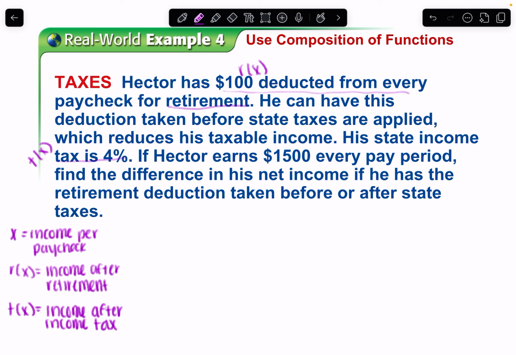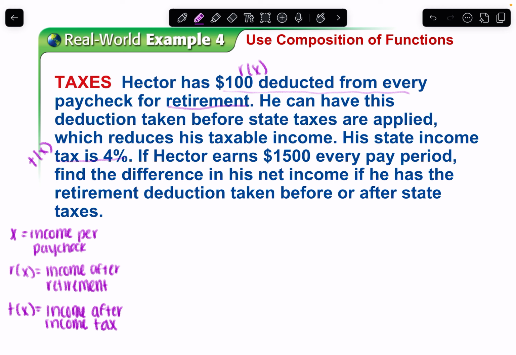His state income tax is 4%. He earns $1,500 every pay period. Find the difference in his net income if he has the retirement deduction taken before or after the state taxes. So basically, we're trying to figure out: if I take $100 away first, is the amount that I'm going to get paid more versus if I tax my income and then take away the $100? What's the difference between those two things?